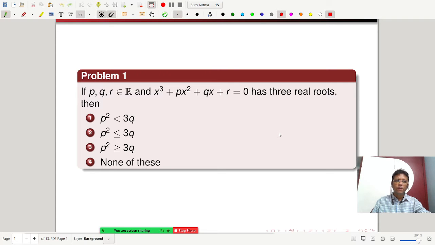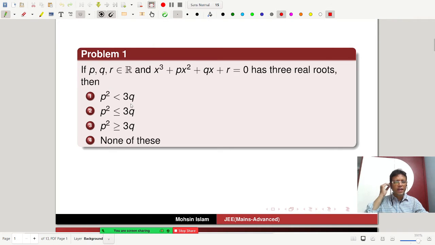If p, q, r belong to the real numbers and x cubed plus px squared plus qx plus r equal to 0 has three real roots, because it's a cubic equation, and also from the fundamental theorem of algebra, every algebraic equation has a root, real or complex. And the third degree equation has three roots. Also I want to point out that any odd degree equation must have at least one real root, because imaginary roots always occur in pairs.